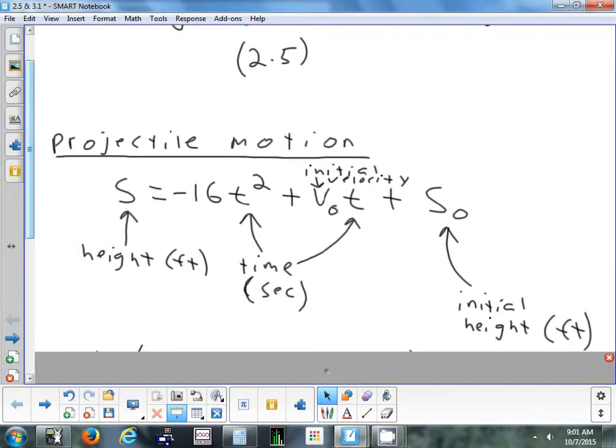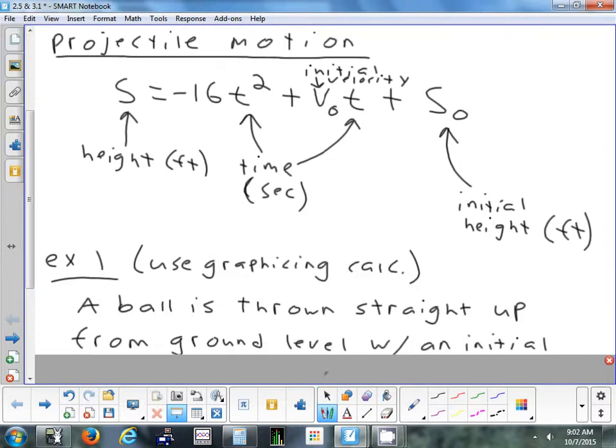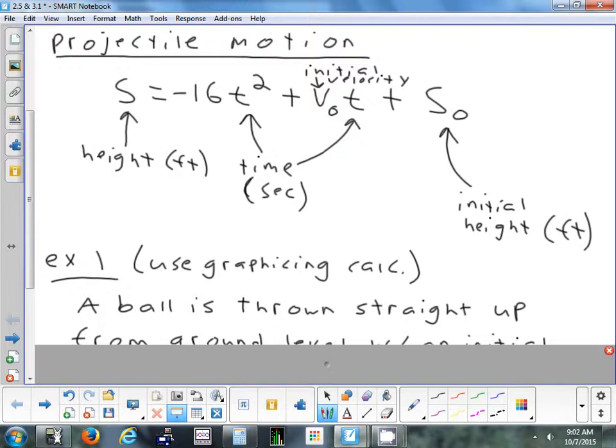Anytime you see a problem that says an object is thrown from ground level, that means the initial height is 0. If it says you're throwing an object off the top of a building, well, the height of the building would be the initial height. So that says negative 16t squared plus v sub 0 t plus s sub 0. Time is measured in seconds, and the height is measured in feet. That's all we need to really start, and we'll do our first example.